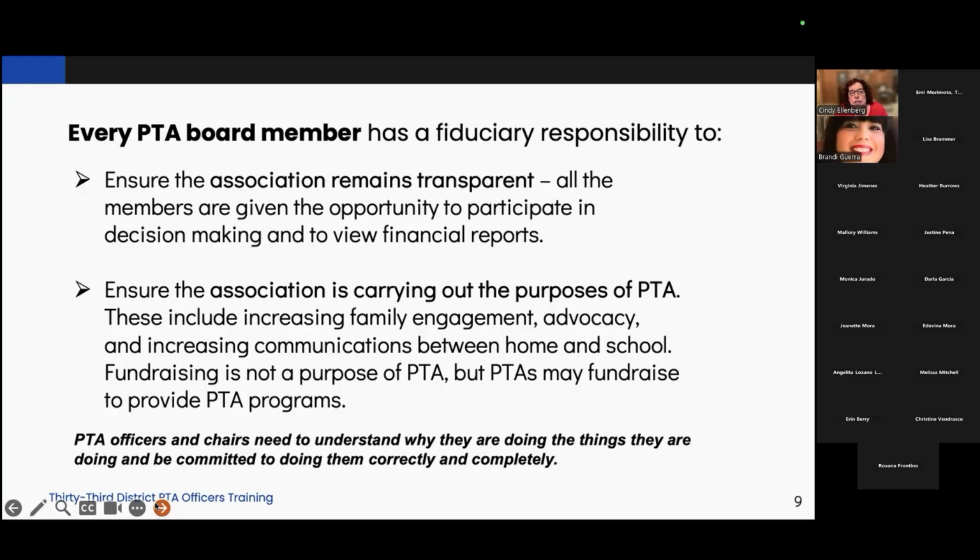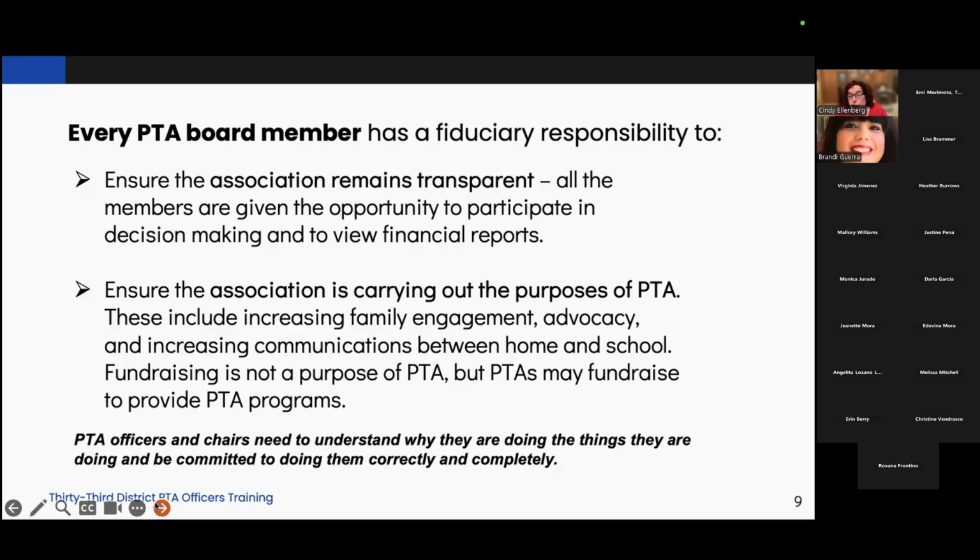We need to ensure that the association is carrying out the purpose of PTA. This includes increasing family engagement and our primary activity, which is advocacy for our students and families. And we want to increase the communications between home and school. We are not trying to take the place of the school and their communications to the families, but we want to supplement it and make sure everyone is in the know and nobody is left out.